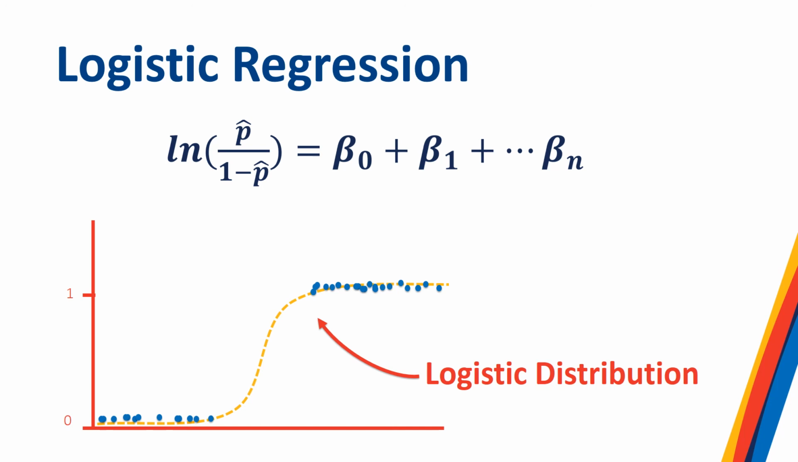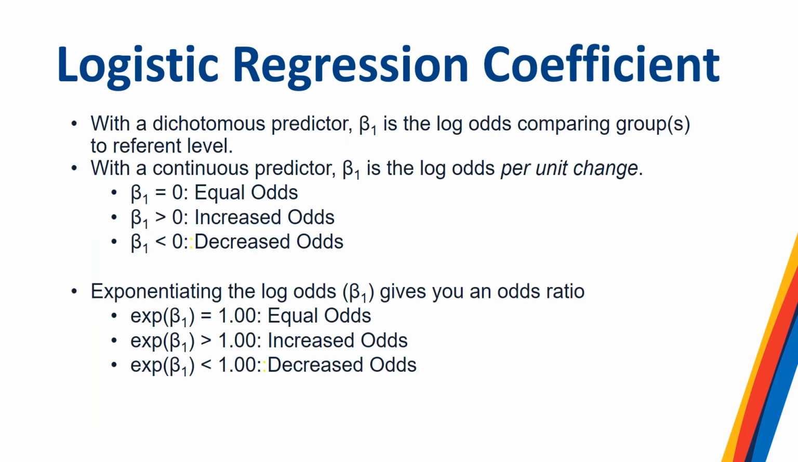And so the beta 1 value there would be equivalent to the log odds ratio, and so you can exponentiate a beta to get the odds ratio. Or sorry, the beta 1 is just the log odds, and then if you exponentiate, you get the odds ratio from a logistic regression model. And so you can see our interpretation on slide 16 of the regression coefficient is a little bit different. For a dichotomous predictor, beta 1 is the log odds comparing groups to the referent level. With a continuous predictor, it's a log odds per unit change.